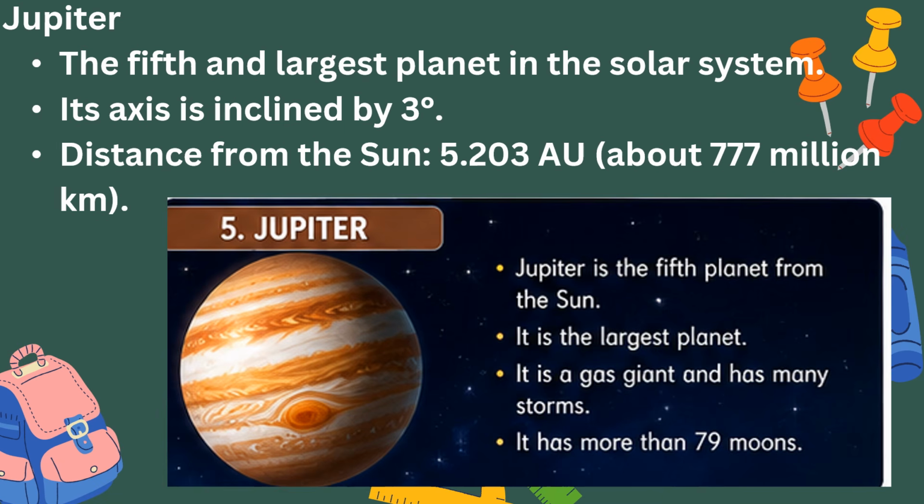Next is Jupiter. Jupiter is the fifth and largest planet in the solar system. Its axis is inclined by 3 degrees. The distance from the Sun is 5.203 AU. It is a gas giant and has many storms, and it's the very largest planet in our solar system.